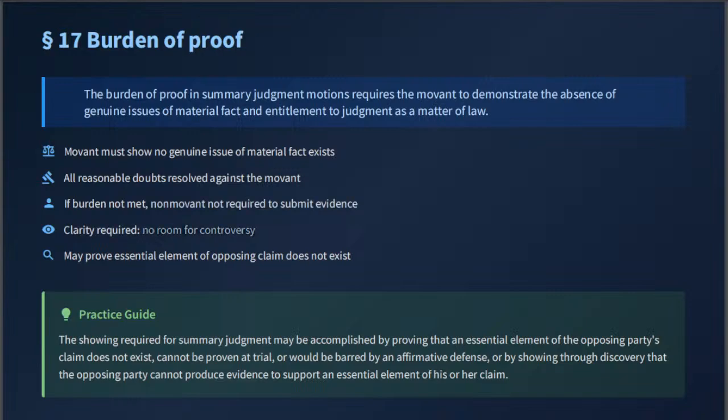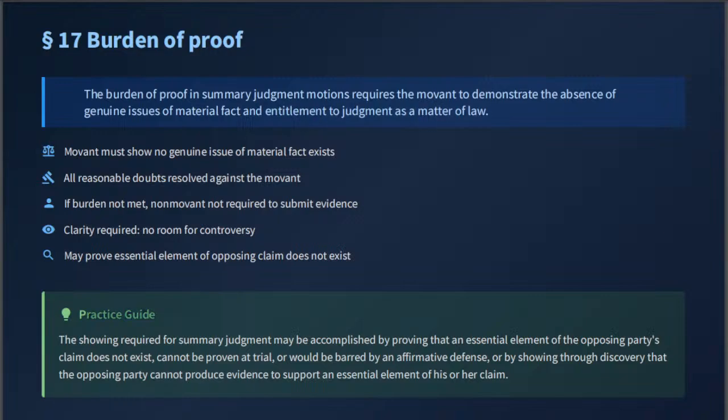Clarity is required, though. There's no room for controversy. It may prove an essential element of the opposing claim does not exist. So, again here, the hard part is that the burden of proof in summary judgment motions requires the movant to demonstrate an absence of genuine issues of material fact, and entitlement to judgment as a matter of law.